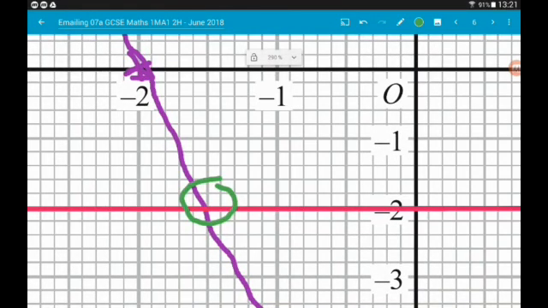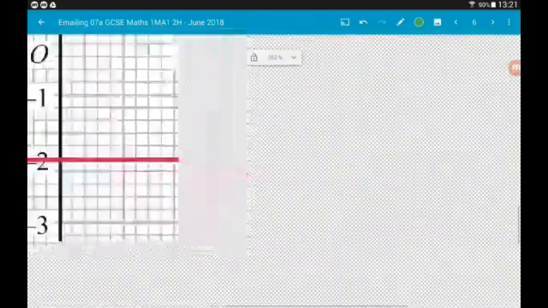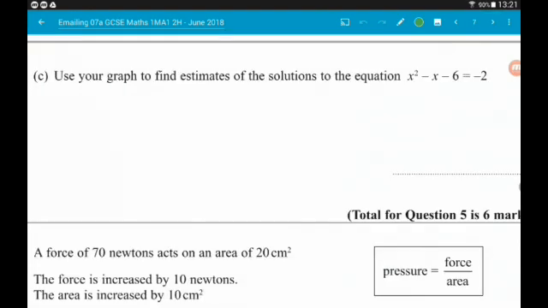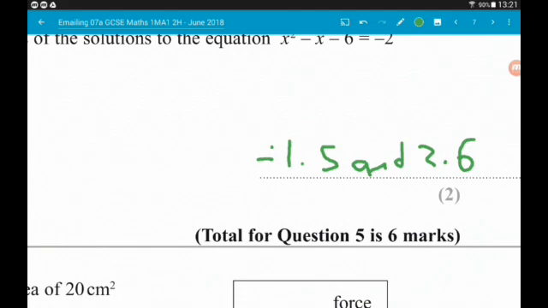So using my graph, I would say this point is roughly minus 1.5, so that's 1 value of x. And then this guy, it's about 2.6. So the estimates I would get from my graph are minus 1.5 and 2.6. Yours might be slightly different because your graph will be slightly different, but as long as they're in that sort of area and they fit with your graph, you'll get the marks.